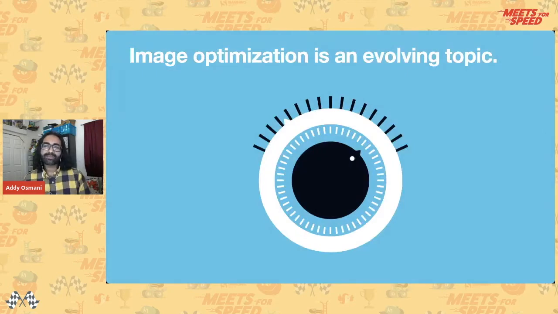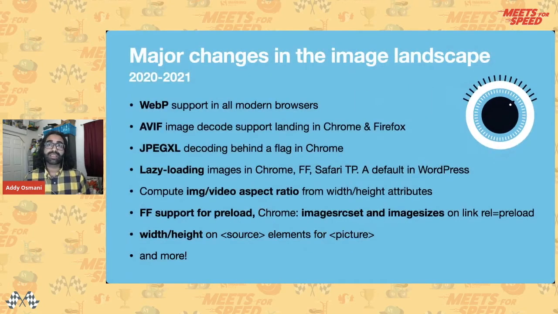Now, image optimization is an evolving topic. I personally these days rely heavily on image CDNs and build tools to automate this problem for me, just because it's an effort to get the tooling consistently in place for everybody on your team when it comes to keeping up with best practices. Now, the good news is there's been some really positive major changes in the image landscape over the last year or two.